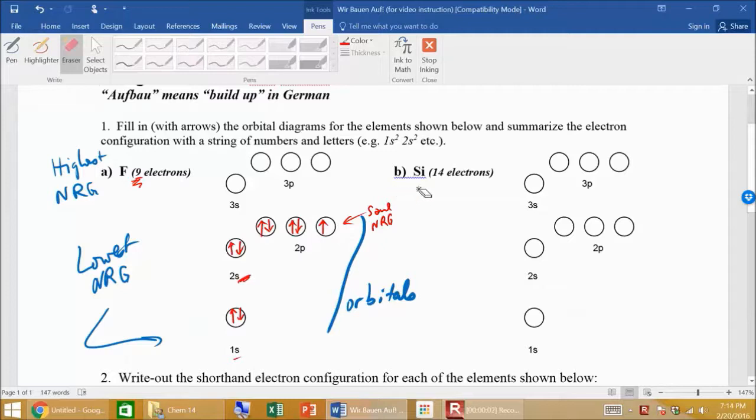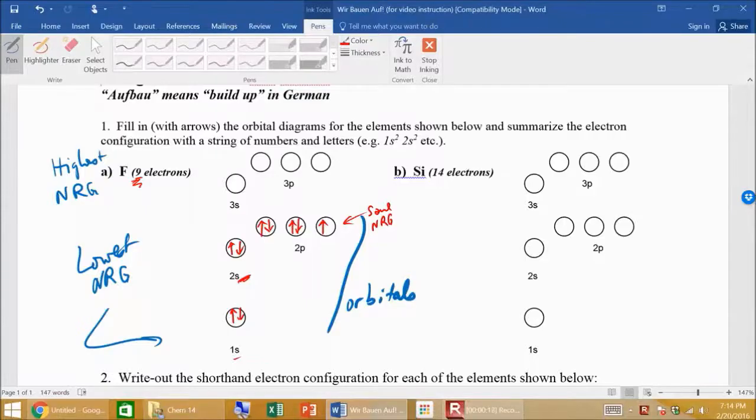Here's B, which is silicon. 14 electrons. Try this one yourself before you watch my answer. Alright, 14 electrons, lowest energy is down here at the bottom. So that's where I'll start. Here's electron number 1, here's electron number 2. 3 will go here because 2s is lower than 2p. So 3 is here, as is 4. 5, 6, and 7 spread out. 8, 9, and 10 double up.